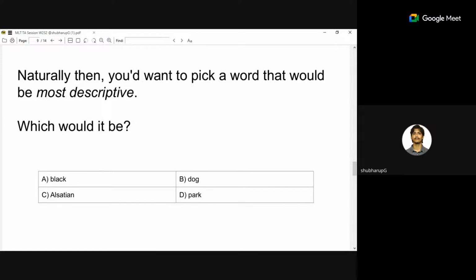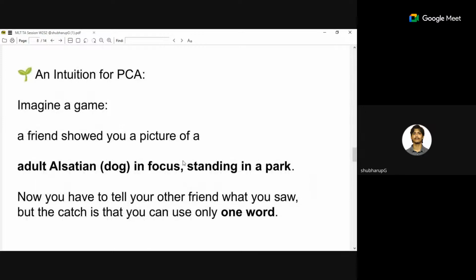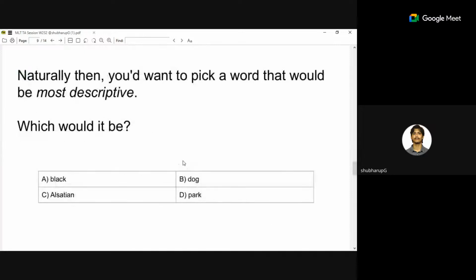Black, dog, Alsatian, park. If you look at the question again, somebody showed you a picture. You have to describe the picture with one word only. Which of these four words would you choose? C. Correct. Yes.